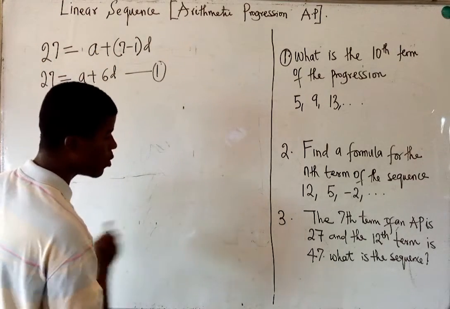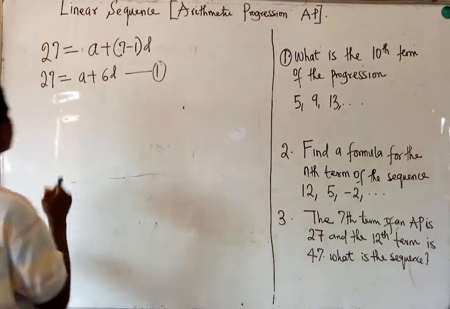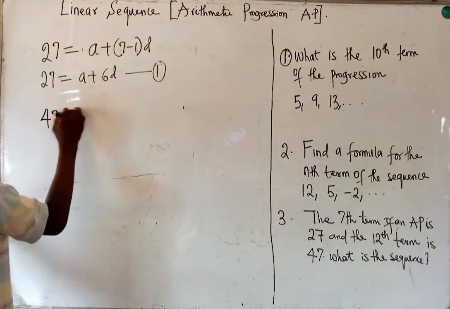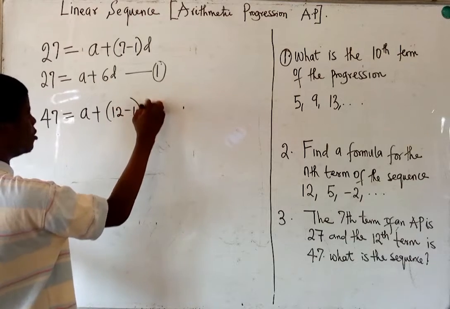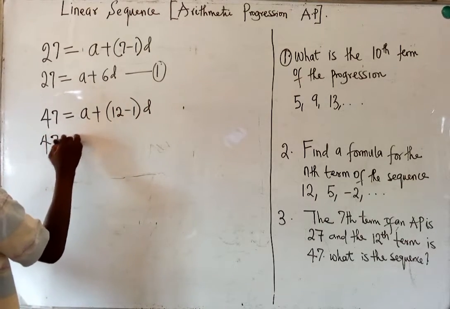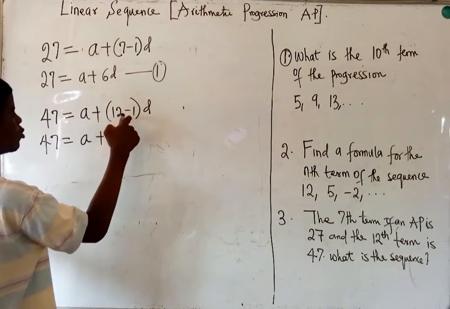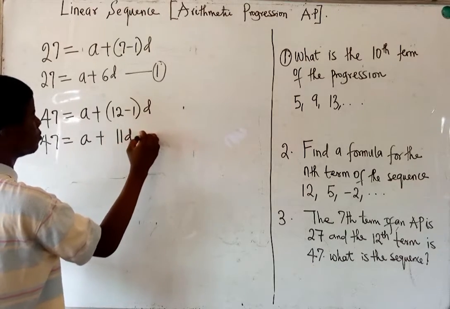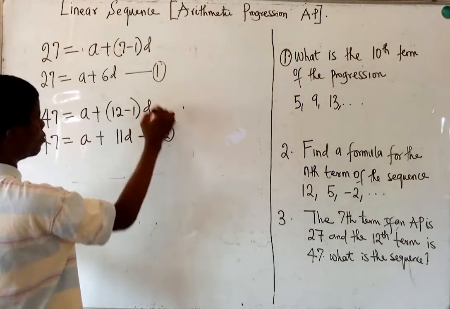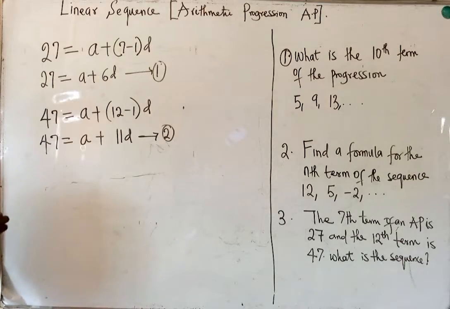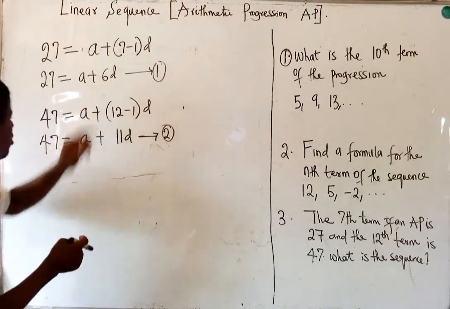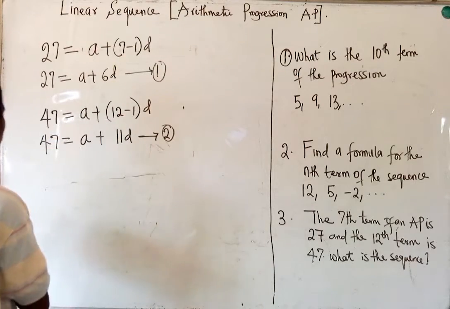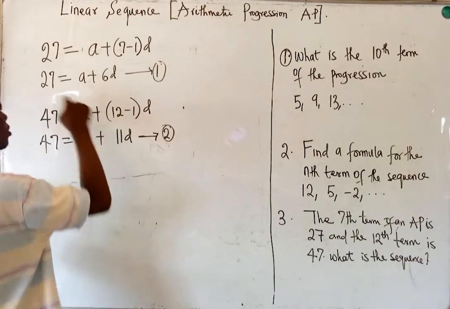Good. The second one, the 12th term is 47. So 47 is equal to A plus 12 minus 1 D. 47 is equal to A plus 12 minus 1 is 11, so I have 11D. This is equation 2, and that is equation 1. So we are going to first of all find the value of A and D before we can get the progression.